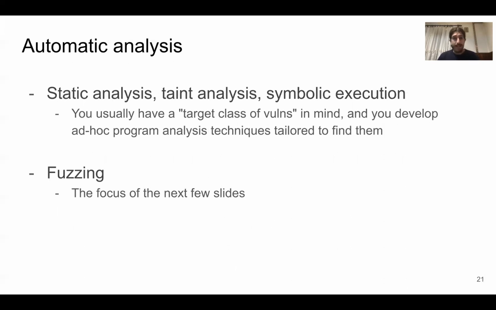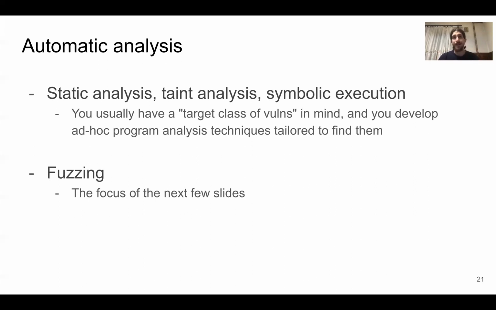The other thing is automatic analysis, and you have a number of techniques: static analysis, taint analysis, symbolic execution, and I have a set of slides for, I think, next class discussing these techniques. So don't worry if you don't understand these terms, that's fine. But the idea is that there are different techniques, and usually, given the type of bug you're trying to find, you develop a program analysis technique that is tailored to find this specific bug. And maybe this tailored technique could fall under a label such as static analysis or taint analysis and so forth.